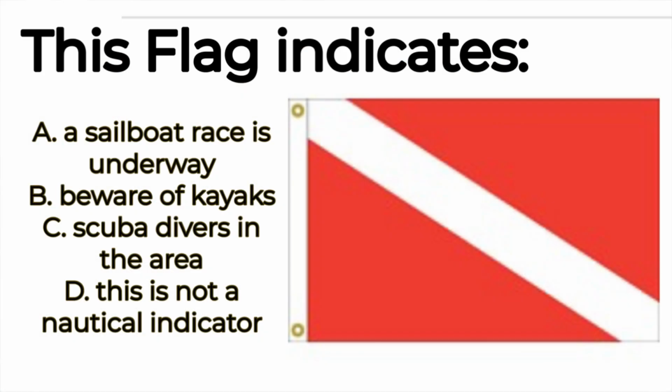And then finally, this flag indicates that there's a sailboat race underway, or B, that you should beware of kayaks, C, scuba divers are in the area, or D, this is not a nautical indicator. Well, the answer is C. This is a diving flag, and it is a nautical indicator that there is a diver down underneath that red flag with the white diagonal.